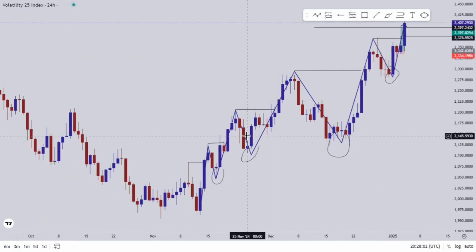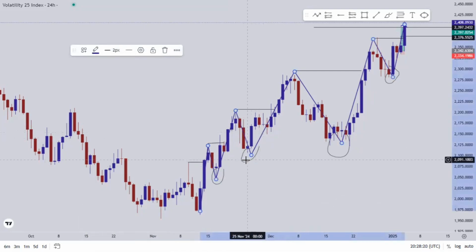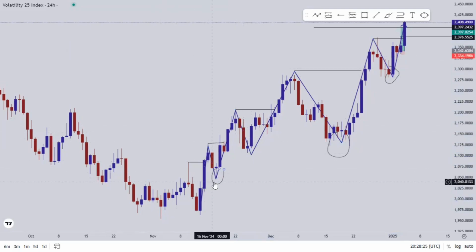Now, the simple concept is, all you need to identify the end of a pullback is engulfing candles. Engulfing candles. They tell you the whole story behind it. I'll walk through this step by step. Pay attention because I'm going to give you a complete guide down to the entry level.